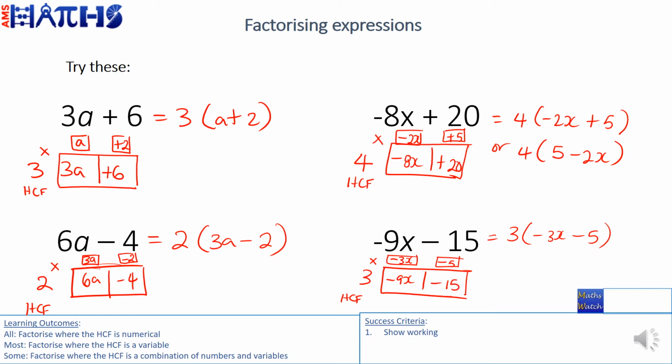We can also rewrite this as we have two negatives inside our bracket, so it can be written as a minus 3 open bracket 3x plus 5. If you should expand this bracket, you will definitely get a minus 9x and minus 15.